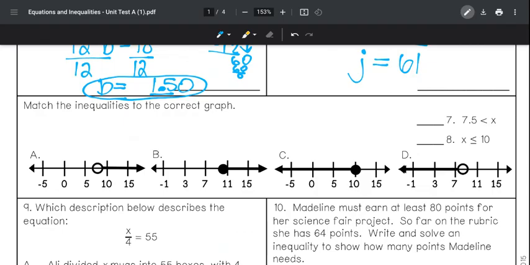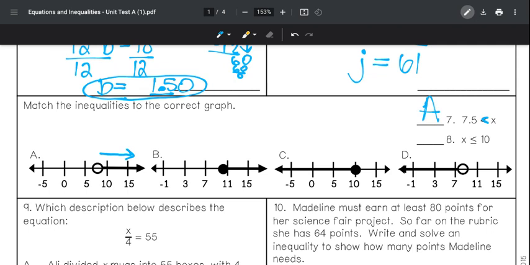Number 7, 7.5 is less than x. Well, first of all, I know that the alligator wants more money than $7.50. I also know, since it's just a less than symbol, that it's an open circle. So knowing it's an open circle, it's either A or D. Okay? But the alligator wants the biggest amount of food. So which option between A and D shows us the alligator could get more money than $7.50? It's going to be A.